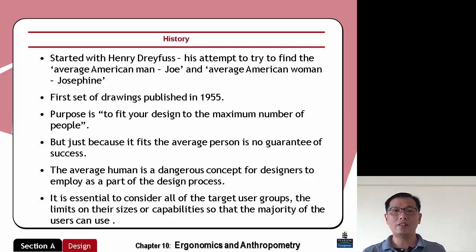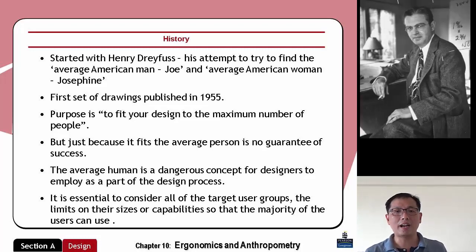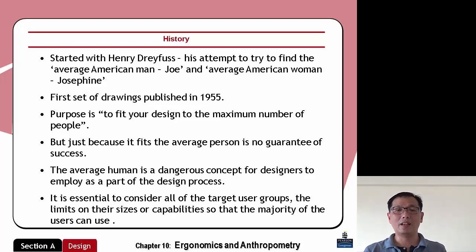It actually started with Henry Dreyfus, his attempt to find the average American man called Joe and an average American woman called Josephine. He first started off this set of drawings in 1955. The purpose is to fit your design to the maximum number of people. And that doesn't mean that if you fit an average person, it's a guarantee for success of design. Okay, it's not true. Right?